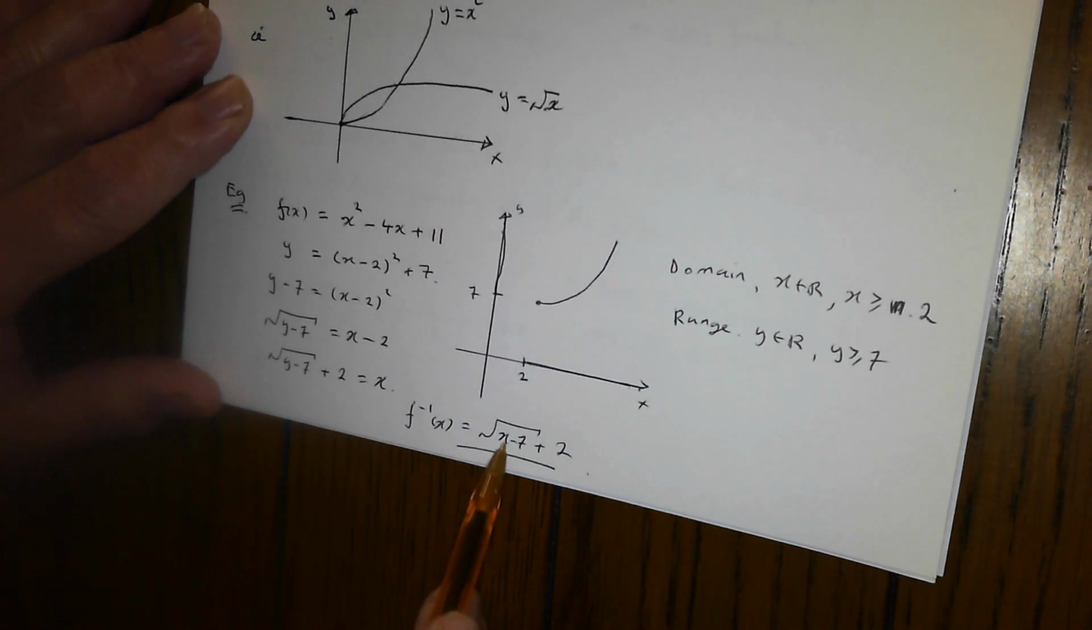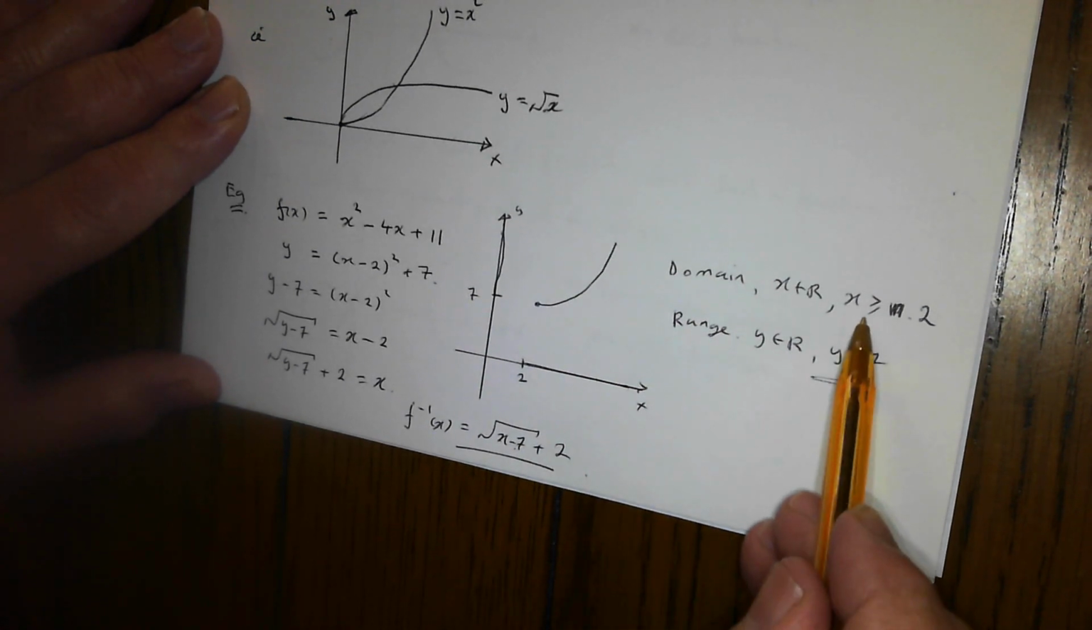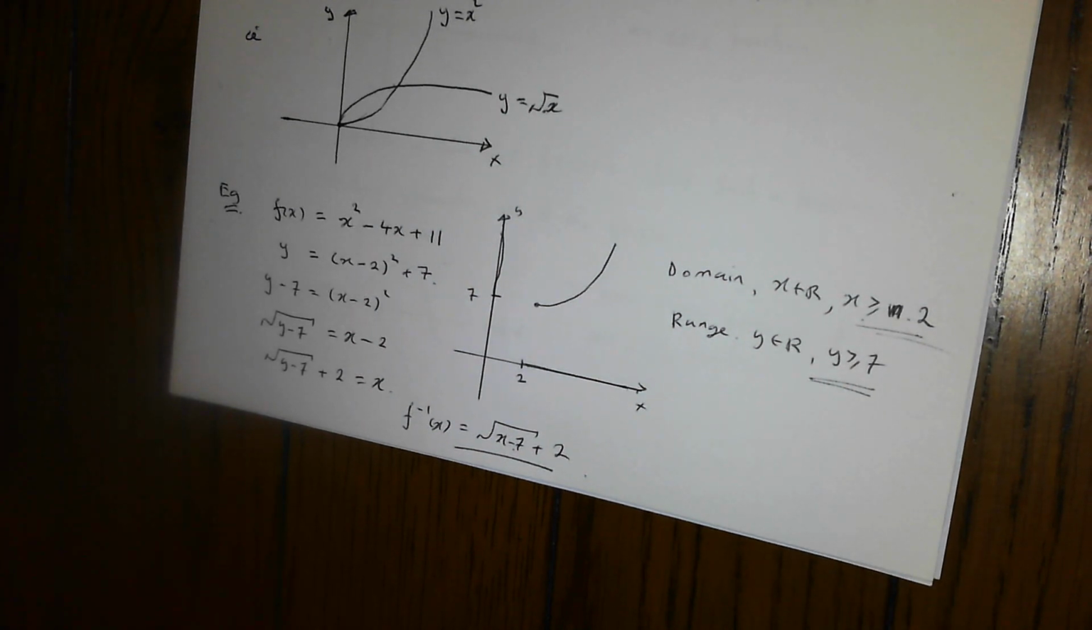And you can see that you can't square root a negative, so x minus 7 must be bigger than or equal to 0, x bigger than or equal to 7. And that's x bigger than or equal to 2. I don't know how I got that. Anyway, so there you have that.